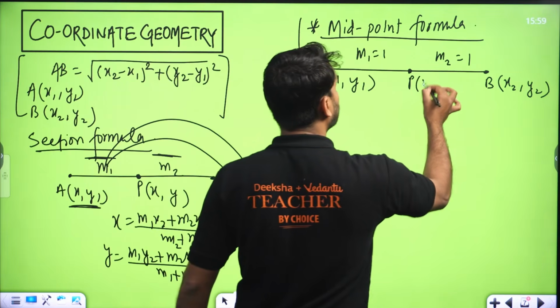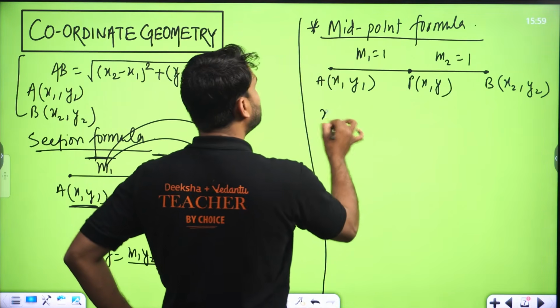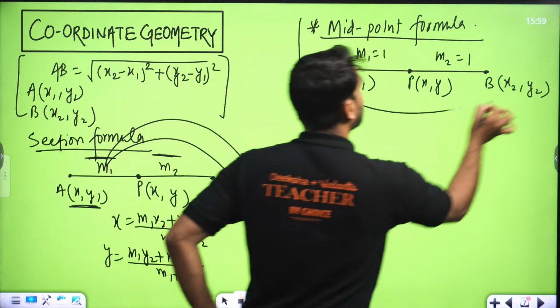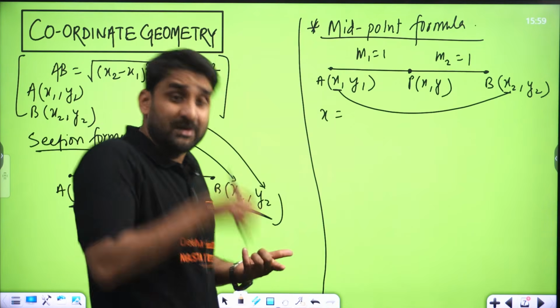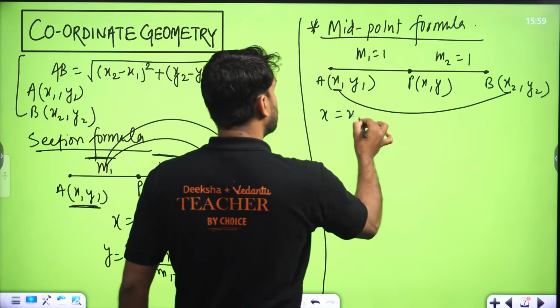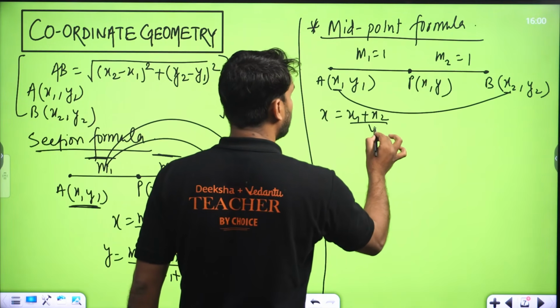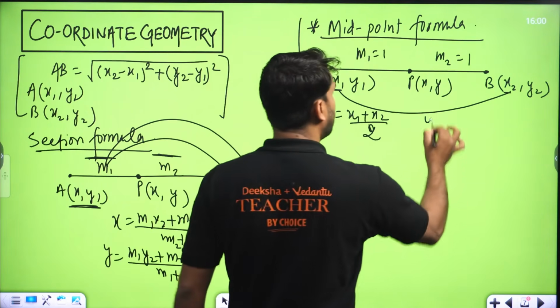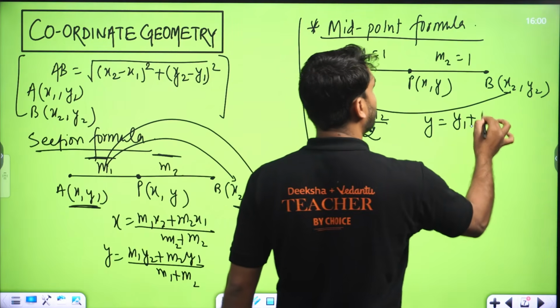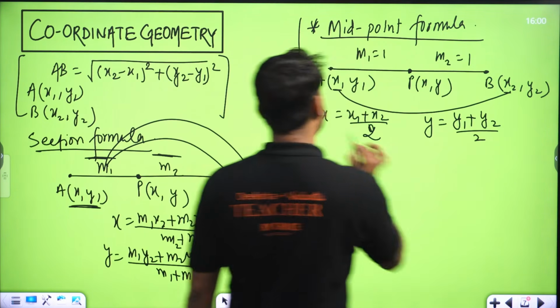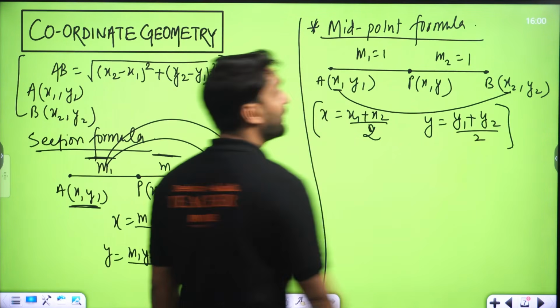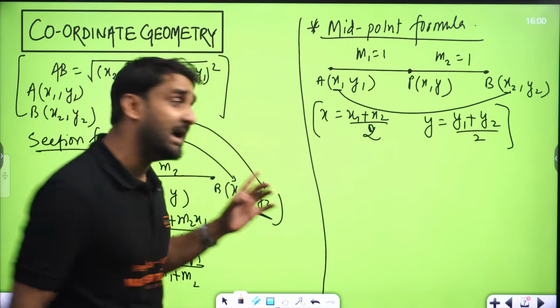So how can we find the coordinates X and Y? X will be the average of this. Yes, my dear. Why? Because P is the midpoint. So X will be x1 plus x2 divided by what? 1 plus 1 will be 2. And similarly Y will be the average of the y coordinates of the terminals. So y1 plus y2 divided by 2. This formula is very important. Very important, my dear.